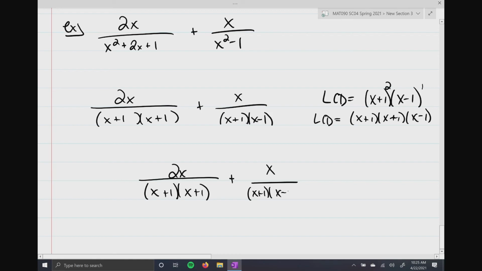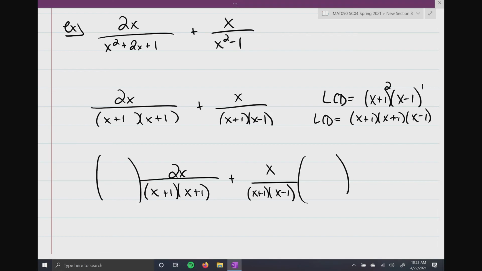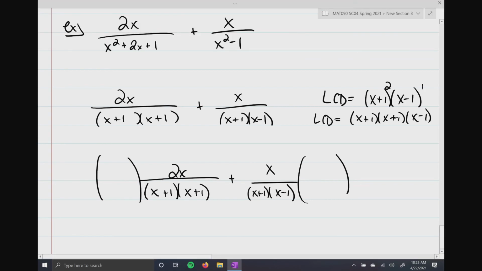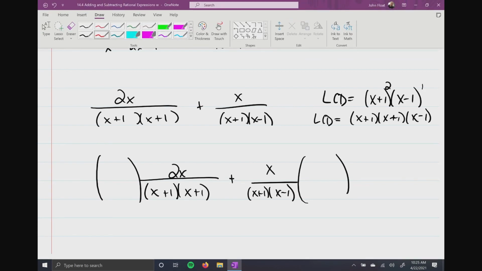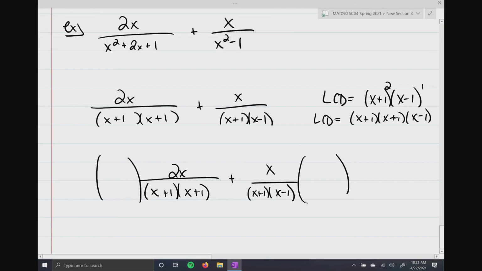Second fraction, I'm going to rewrite it. I know I'm going to multiply to make equivalent fractions. So, if I look at the first fraction, I have 2 x plus 1s, so I put check marks underneath them, where my LCD is. I need an x minus 1. So I'm going to write x minus 1 over x minus 1. Does that make sense, everybody?